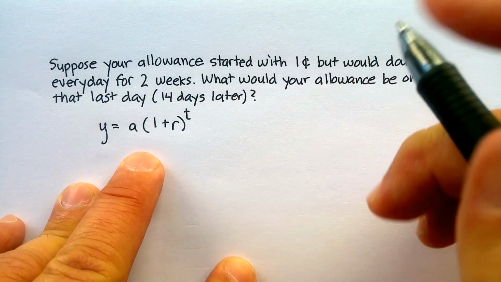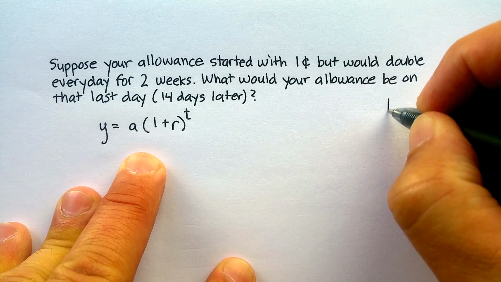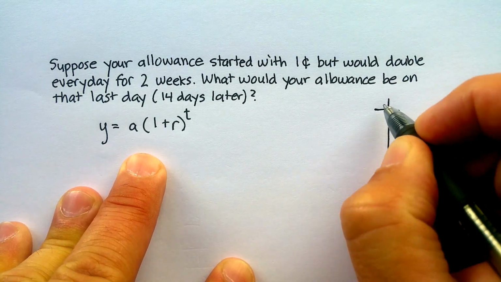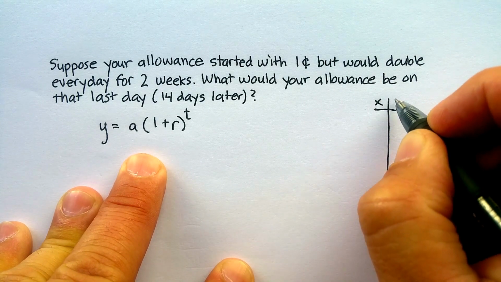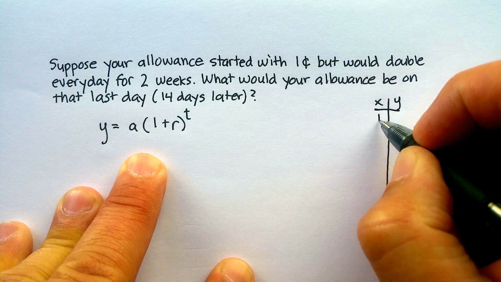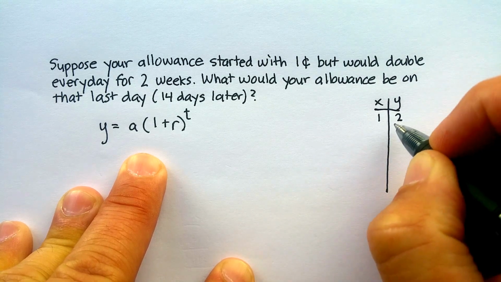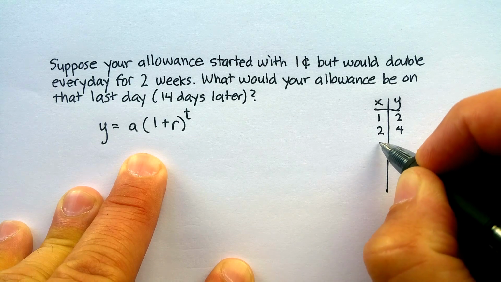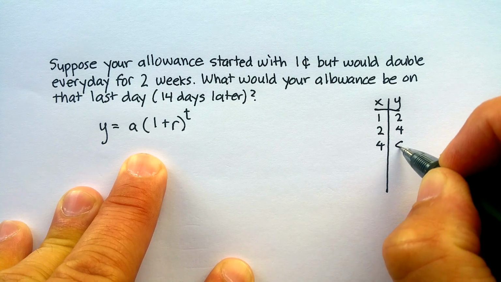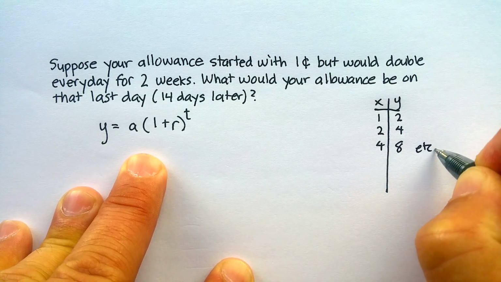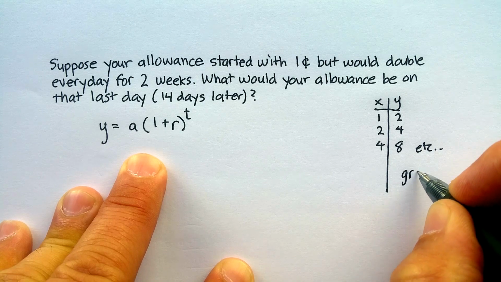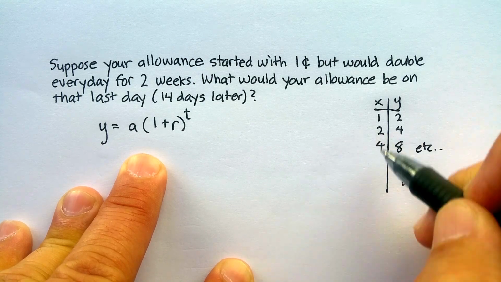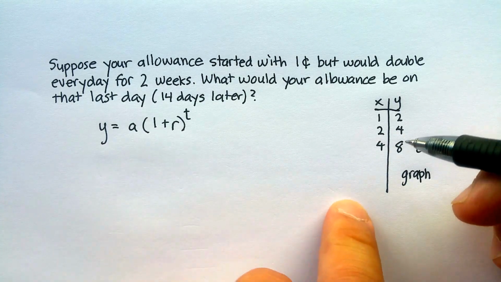You can do this a couple of ways. You can actually just do a t-chart, right? Just like this. X and Y. You start with 1, double it, you'd go to 2. You start with 2, double it, you would go to 4. You'd start with 4, double it, you would go to what, 8, etc., etc. And then you could just graph this, right? And then you just go all the way up to day 14.